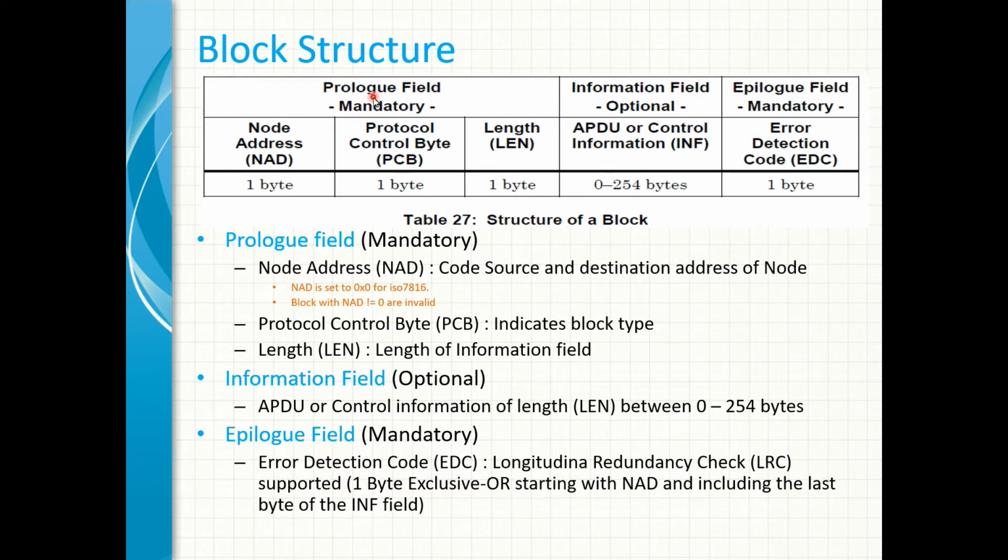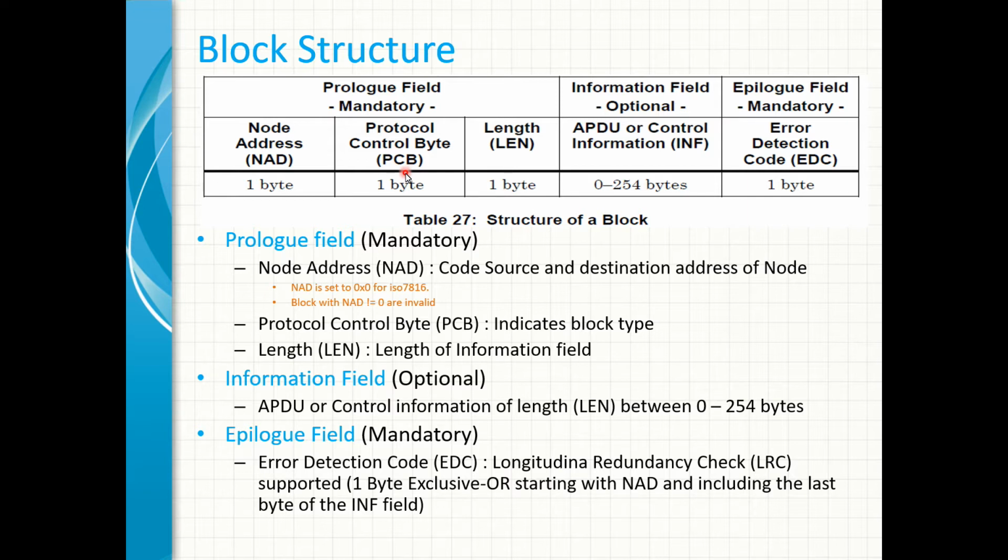The block structure is also very simple to understand and implement. It is made up of three main fields, one of which is optional, depending on the type of block and command to be used. The first field is the prologue field, which is mandatory. It is 3 bytes long and consists of three components: node address, the protocol control byte, and the length, each of which is a byte long.